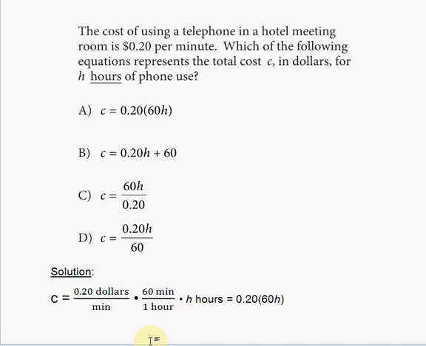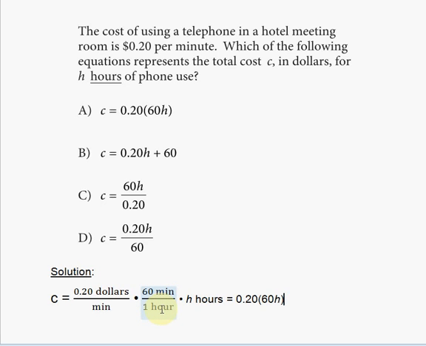And why do we have minutes first? Well, the reason why we have minutes on the top in the numerator is that we have the minutes in the denominator of the first fraction, right? So that way the minutes units correctly cancel out, and the hour will be on the bottom.